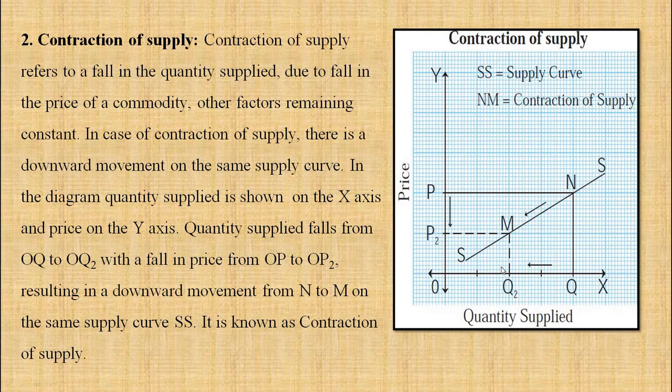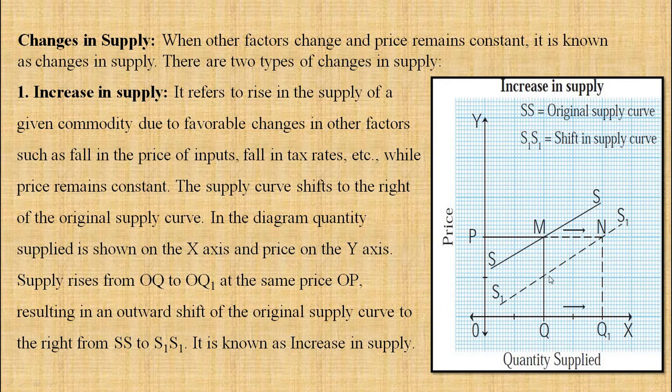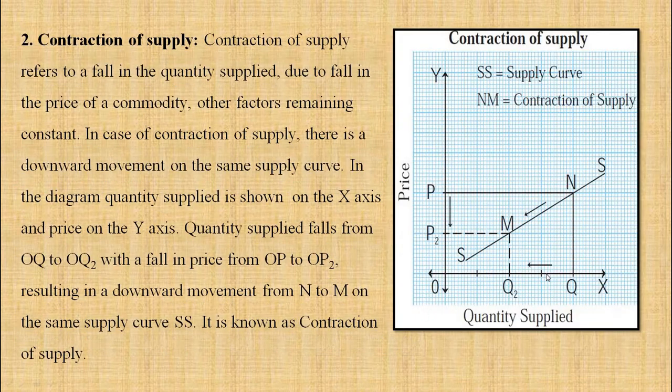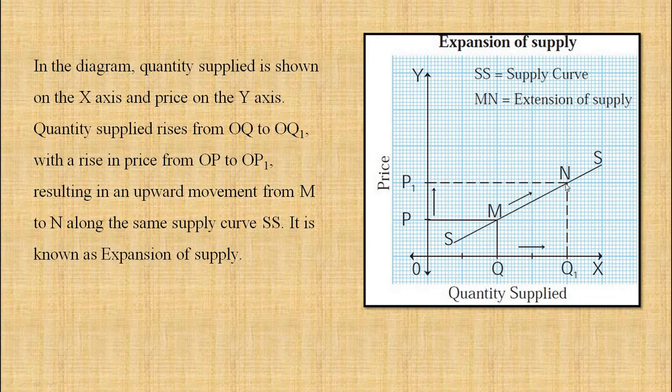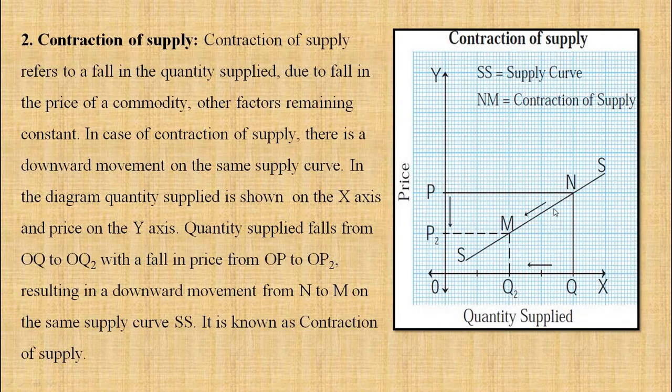Look at the diagram. The quantity supplied we are showing on the x-axis and price along the y-axis. OP is the original price, OQ is the original supply. Price falls from P to P2, and supply falls from Q to Q2, and the downward movement from N to M shows the contraction in supply. This is a downward movement. In expansion, there is an upward movement from M to N, and in contraction there is a downward movement.